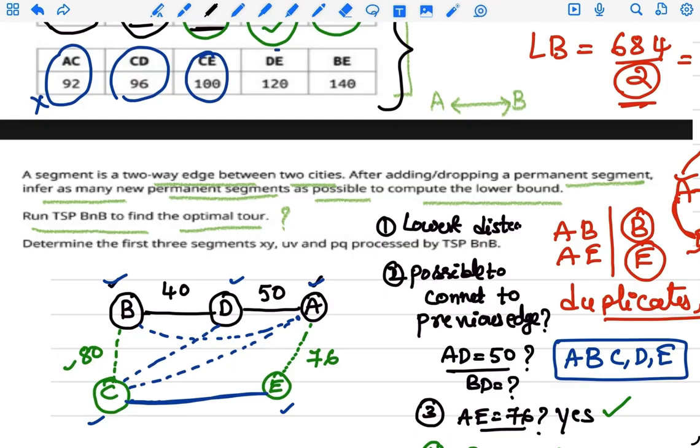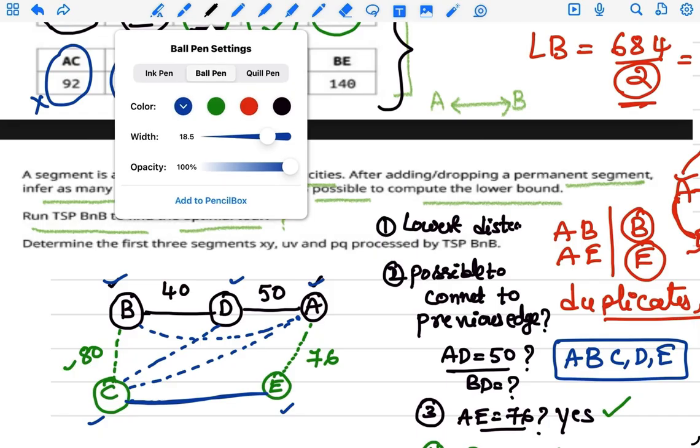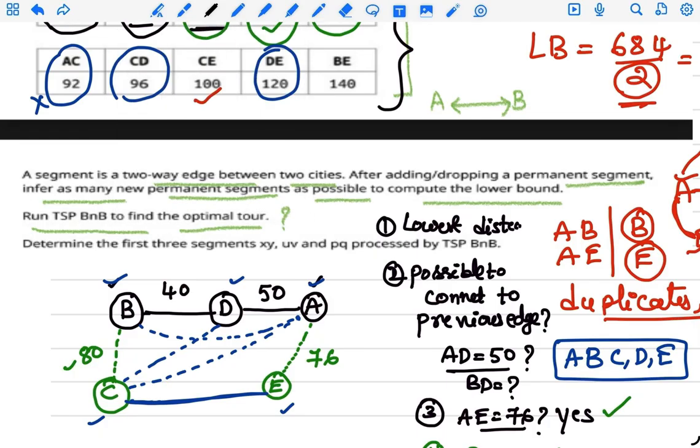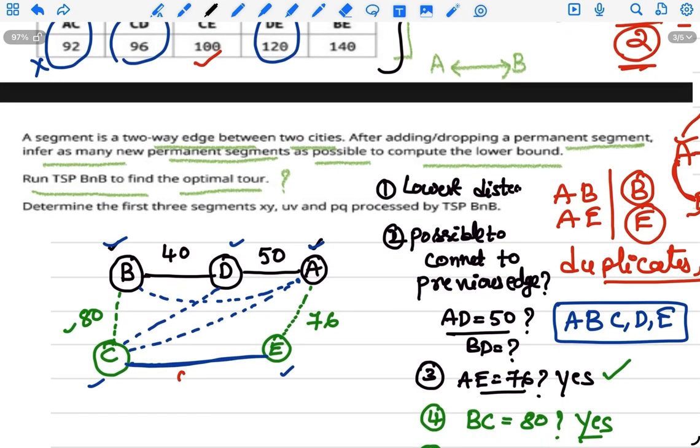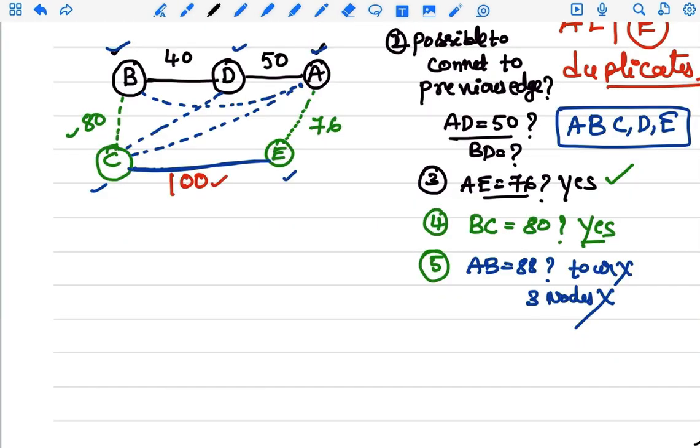So DE is also not possible. CE is possible, right? Sorry. So CE is possible. CE is 100. CE is possible to connect the two cities. So the cities are A, B, C, D, E.